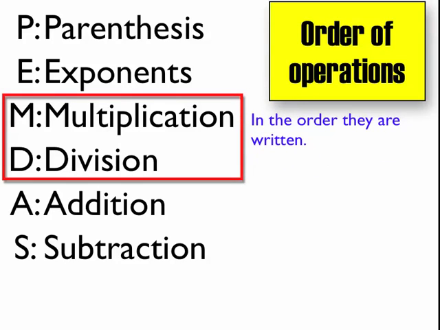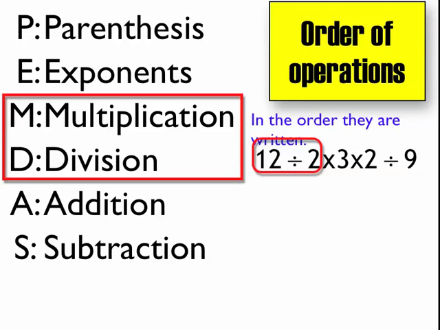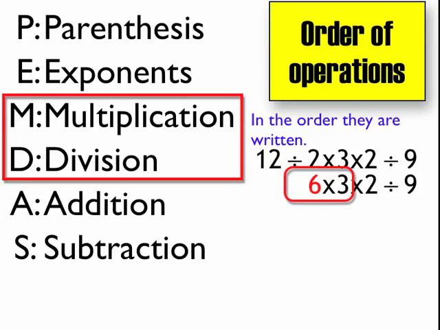You do those in the order they're written. Now I'm going to ignore the associative property and commutative property, so we're going to stick strictly to the rules. So in my example, I'm going to start by doing the first two numbers, 12 divided by 2, and then simplify the expression down. So 12 divided by 2 is 6. Then I'll look at the next two, 6 times 3, that's 18.